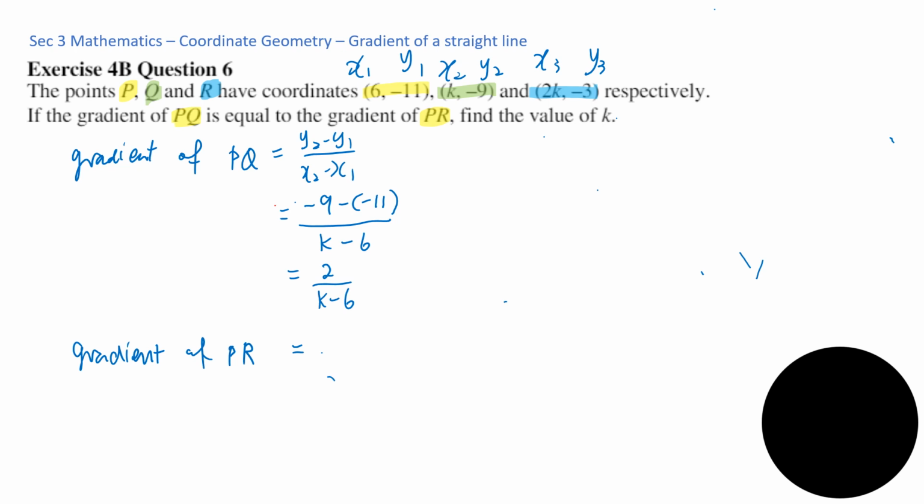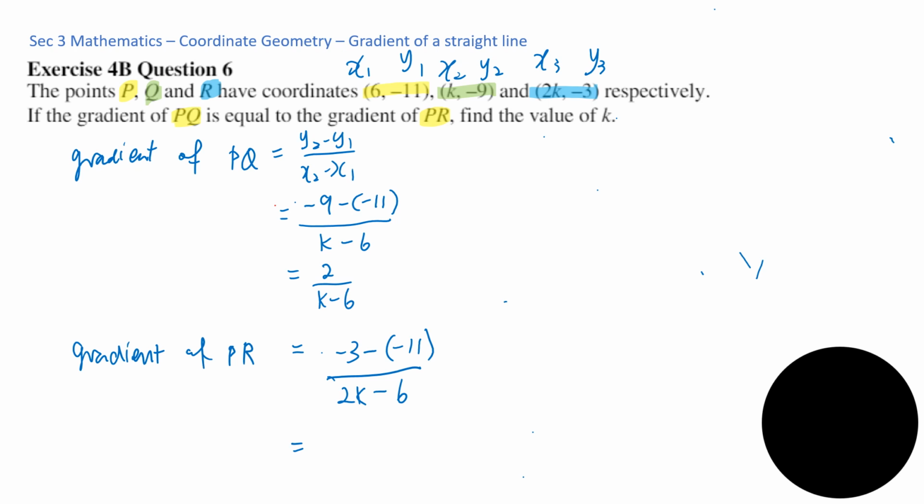So I want to write down the formula. What should be at the numerator? What should I put here? Gradient of PR. Okay, y2 minus y1 over. Okay, so when I put in the numbers, what do I put in? Minus 3. Minus bracket, negative 11. Good. And 2k minus 6. Okay, very good. You all get the same? So I just need to simplify.